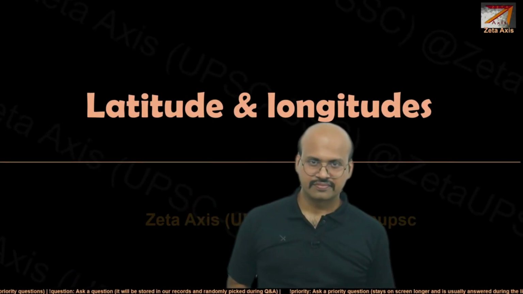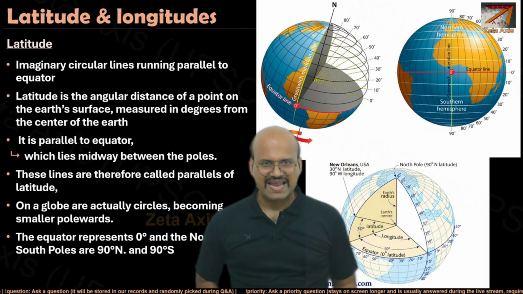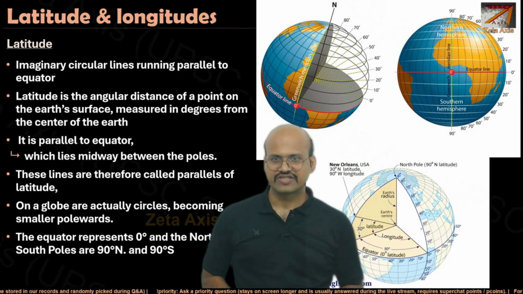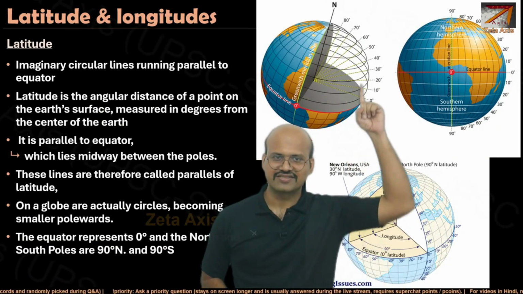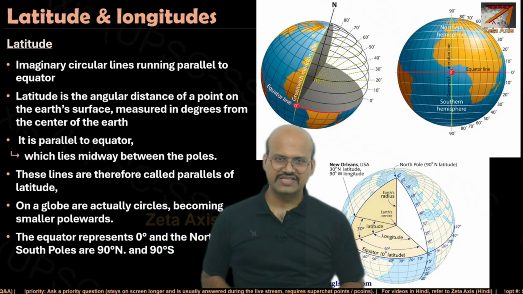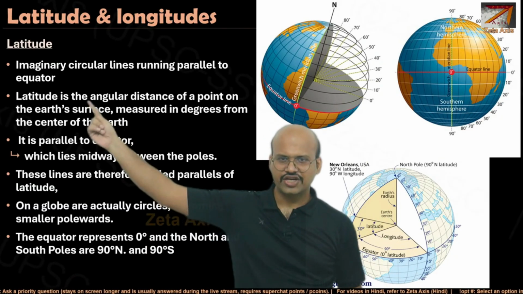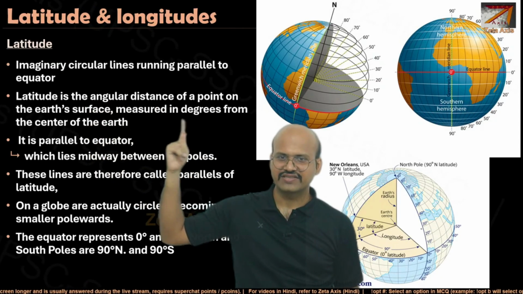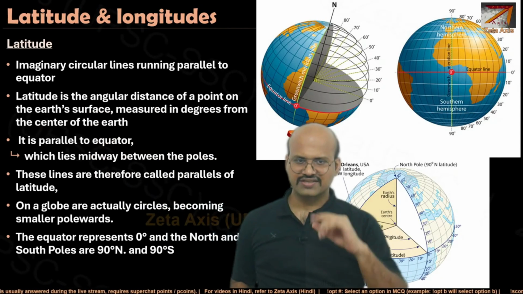Now let's see the last part of this chapter, that is latitudes and longitudes. So we know that latitudes are nothing but the circular lines which are parallel to the equator. Here we can see these are the circular lines which are shown on a globe as well as the maps. So these are basically parallel to the equator. Latitude is the angular distance of a point on the Earth's surface measured in degrees from the center of the Earth. Now this is an interesting thing.